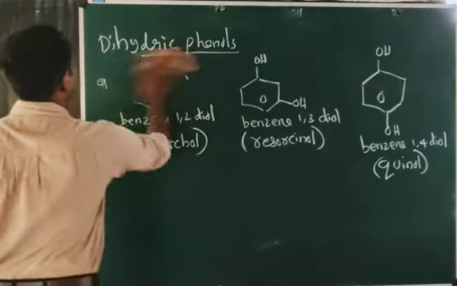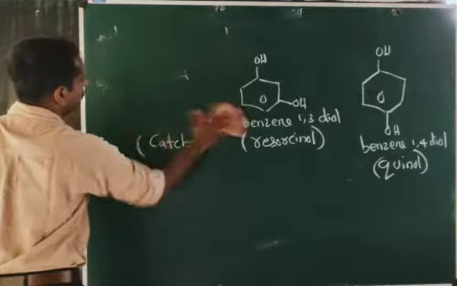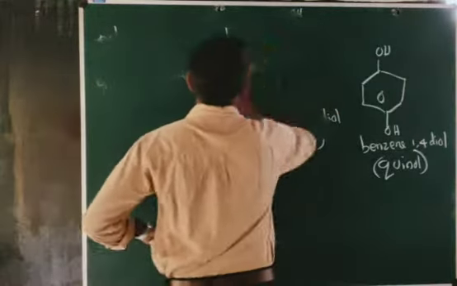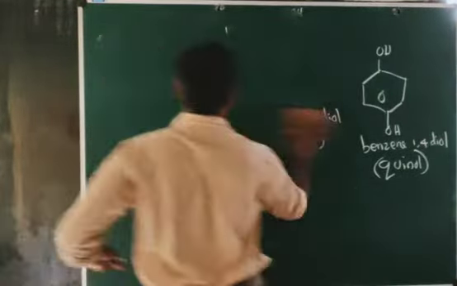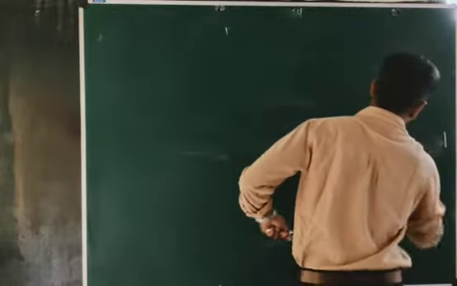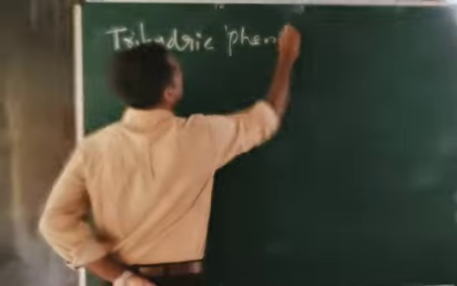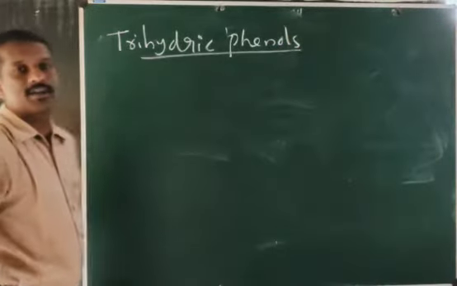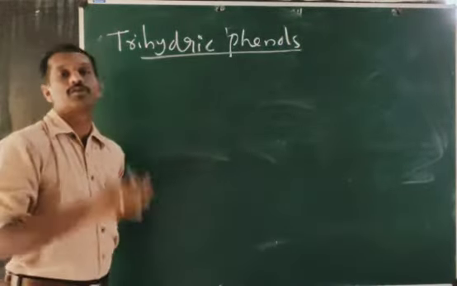Next is trihydric phenols. What do we mean by trihydric phenols? There are 3 hydroxyl groups present.